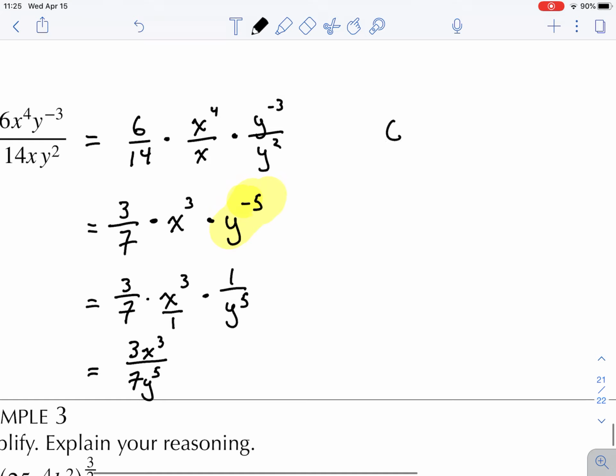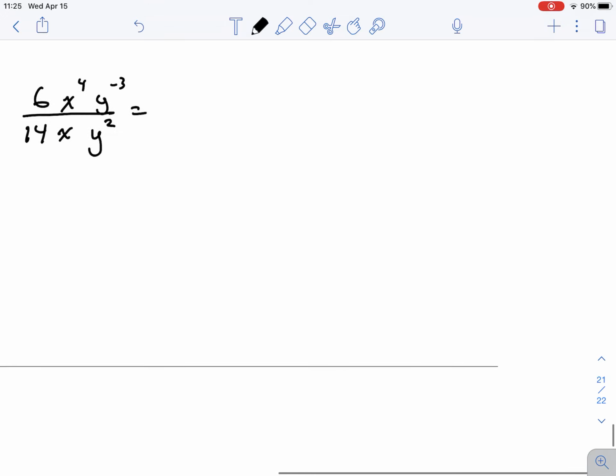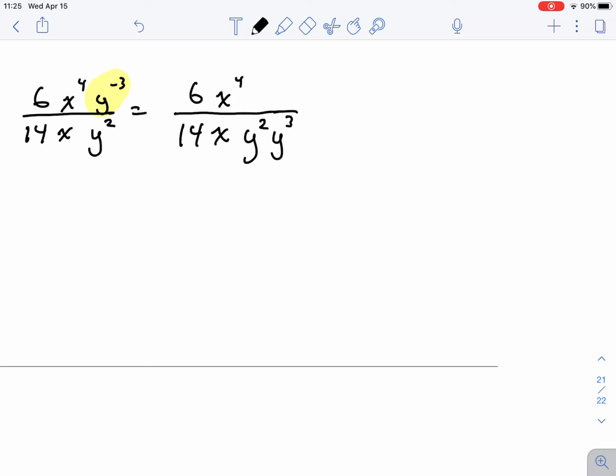All right, now I'm going to show you this question doing it a different way. 6 over 14, x to the power of 4 over x, y to the power of minus 3 over y squared. All right. So this negative tells me to swap that y to the minus 3 to the other side of the fraction. Since this is on the numerator, I swap it down to the denominator. And I get 6 over 14, x to the power of 4 over x, and y squared times y cubed. Same thing.